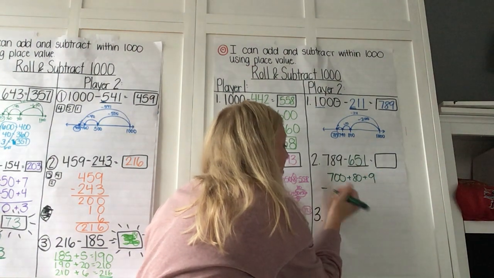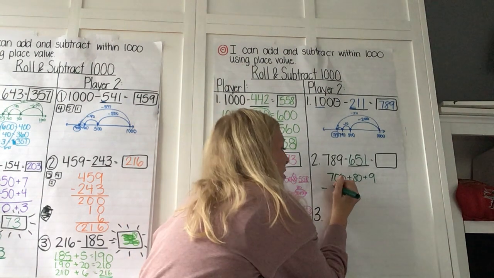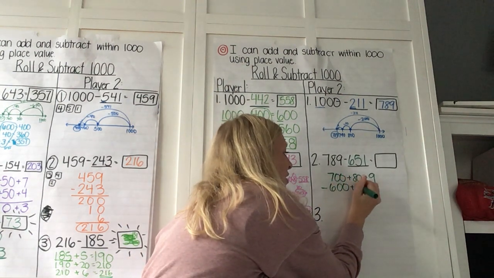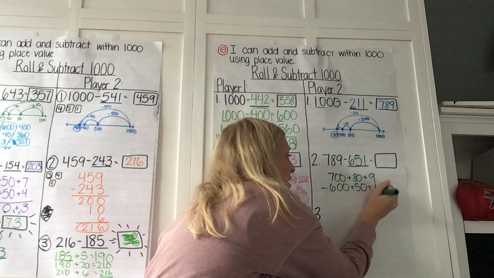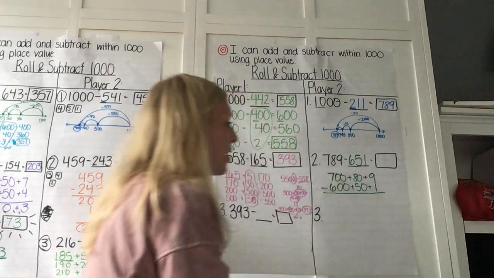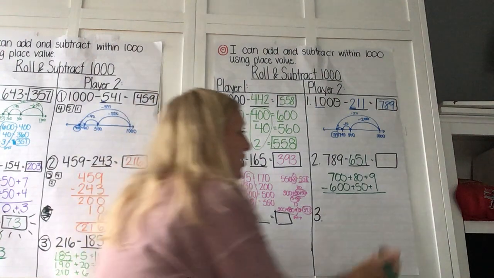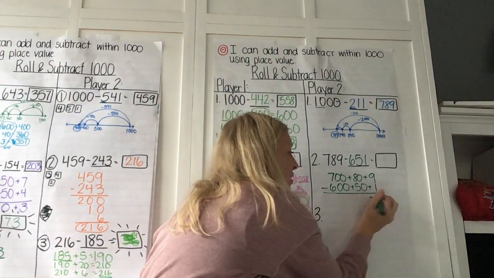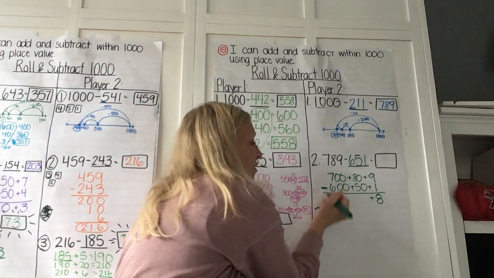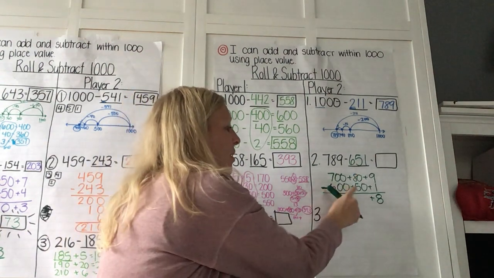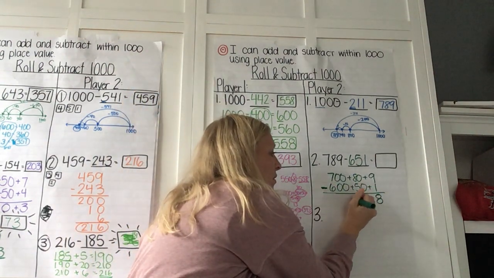700 plus 80 plus 9. Take away 600 plus 50 plus 1. Alright, what did you do first? 9 take away 1 equals 8. Remember, we're taking away out of all of these, right? 80 take away 50 equals 30.